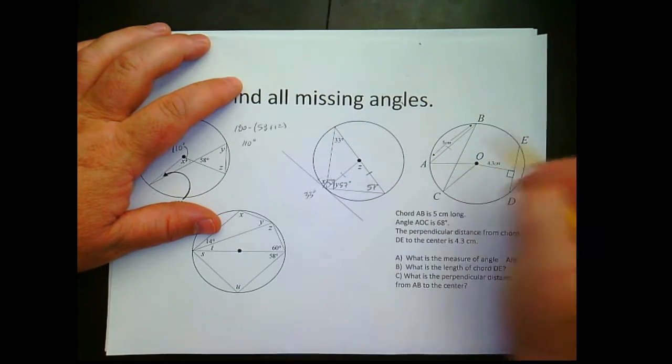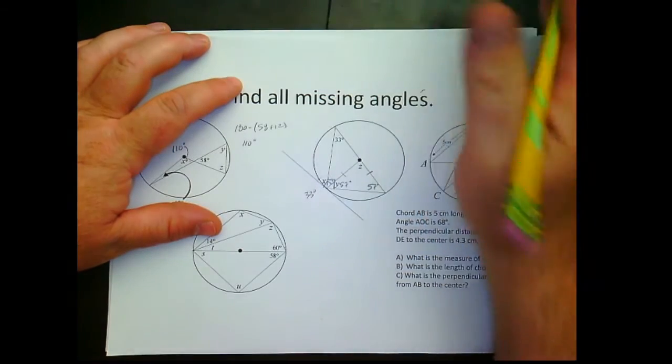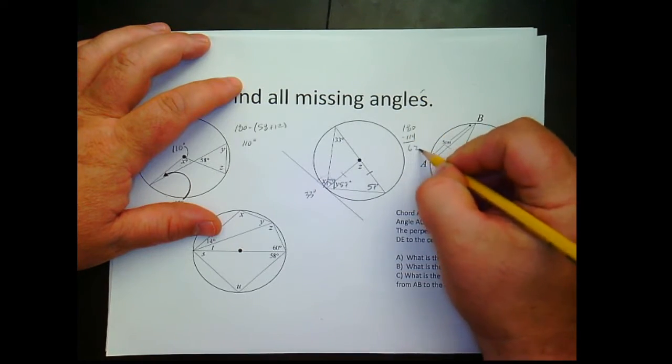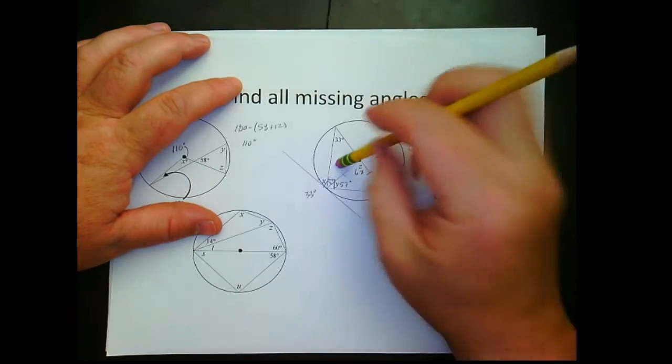So Y is 57 degrees. 57 plus 57. Ooh, what is that? 114. 180 minus 114. 67. So 67. Is that right? 66. Duh.